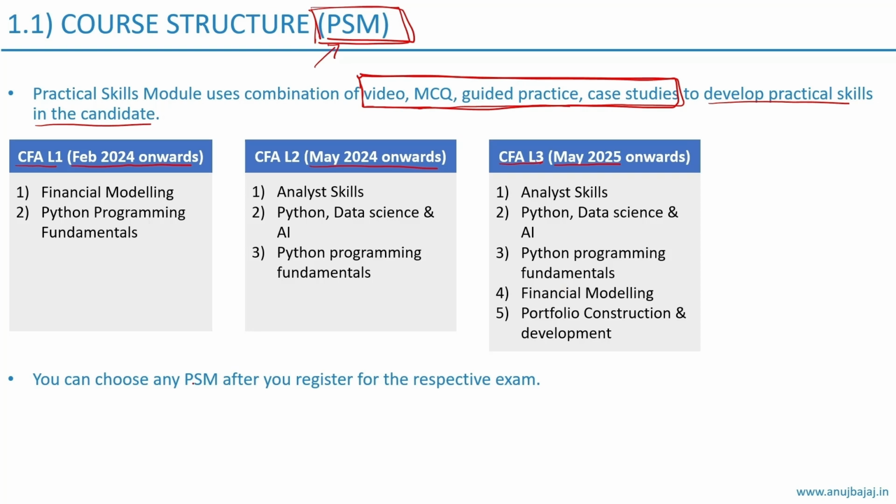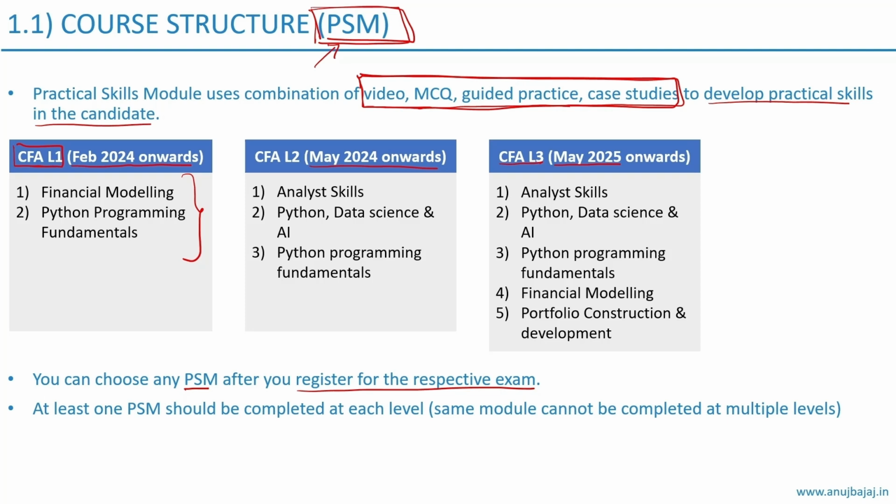You can choose any PSM after you register for the respective examination. So after you have registered for, say, CFA Level 1, you will be given an option to choose among the two Practical Skills modules. You should complete at least one Practical Skills module at each level, and the same module cannot be completed at multiple levels.